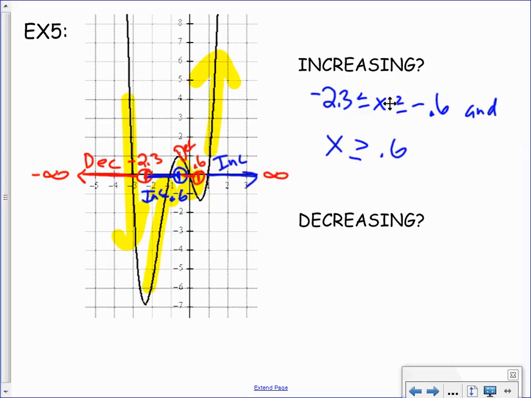All right. The first decreasing. X is between -2.3 and 0.6, less than or equal to X, less than or equal to 0.6. I like it a lot.